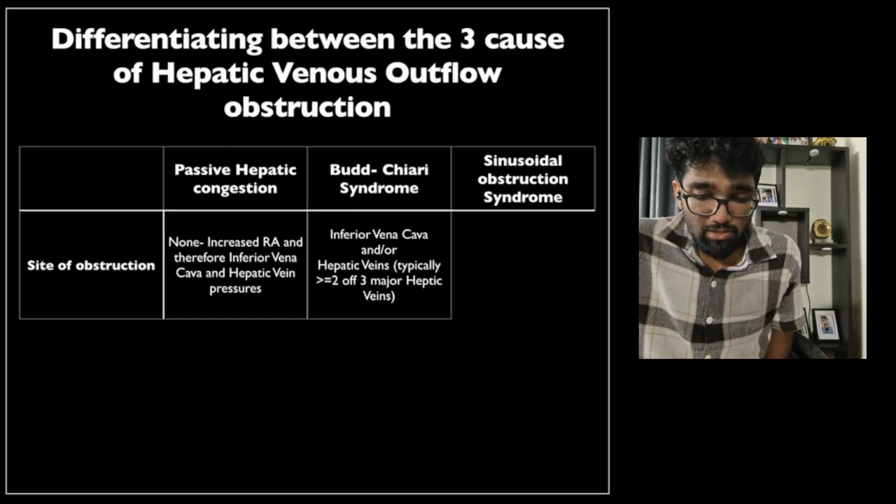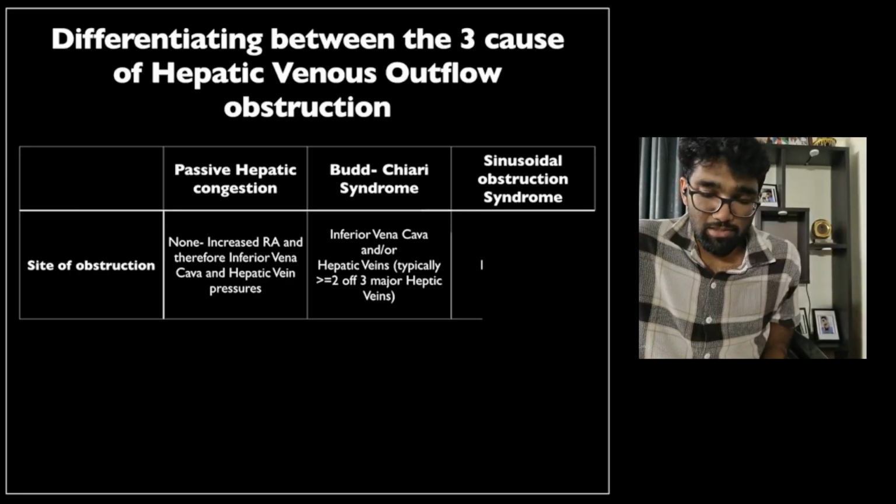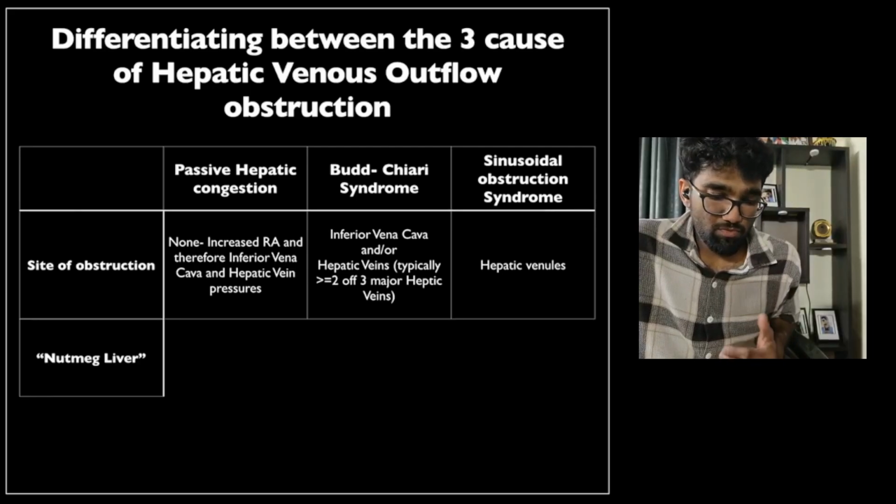In case of Budd-Chiari syndrome, we have the inferior vena cava and/or one or two or more of the major hepatic veins directly getting obstructed. But again, it could just be the inferior vena cava, it could just be the hepatic veins, it could be a combination of the two. So the exact permutation doesn't really matter. Then we have hepatic venular level obstruction, which is hepatic sinusoidal obstruction syndrome. We've discussed the causes in the previous video in part 2.4. Please have a look at that if this does not make sense to you.